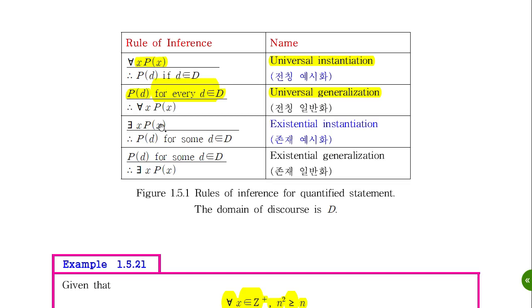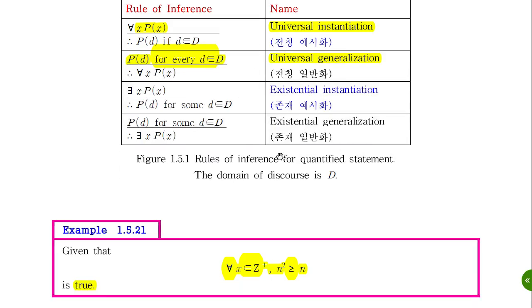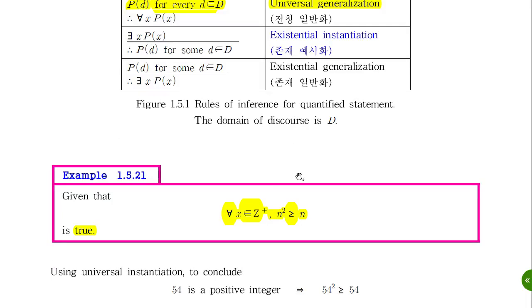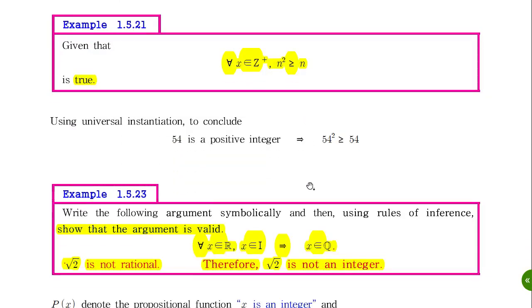And there exists x such that P of x means P of d is true for some d in D. We call this rule of inference existential instantiation. And P of d for some d in D means there exists x such that P of x, which is called existential generalization. So these are some of the definitions here.